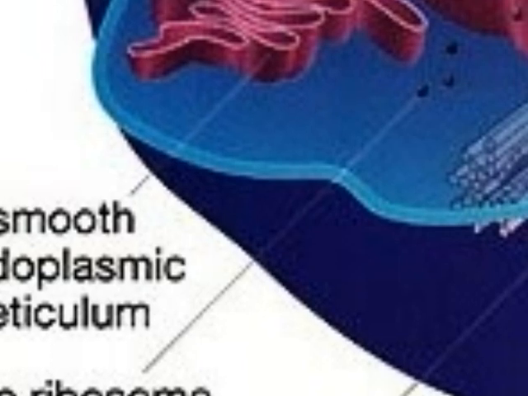Free ribosomes are the site of protein synthesis. They are suspended in the cytosol and they produce proteins for use within the cell.